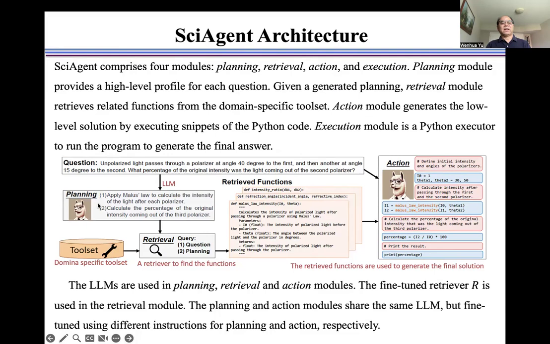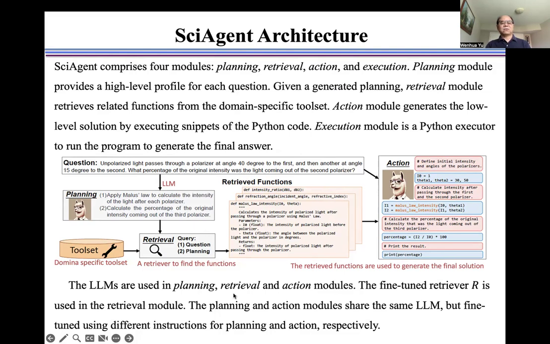This question gets a planning. It has a toolset with a retrieval. You get this action, and then from this question and the retrieved functions, you generate the final answer.